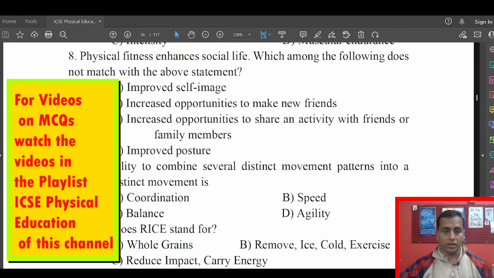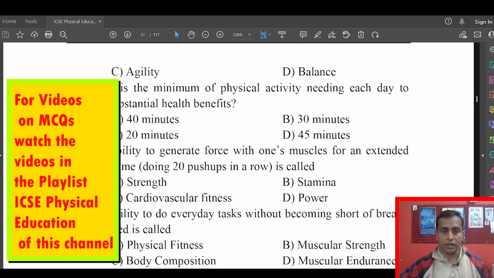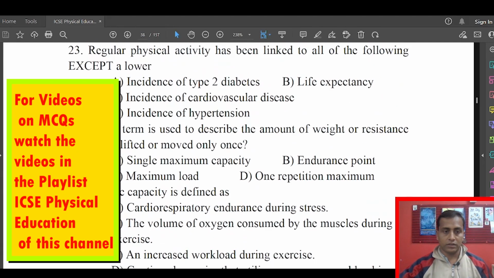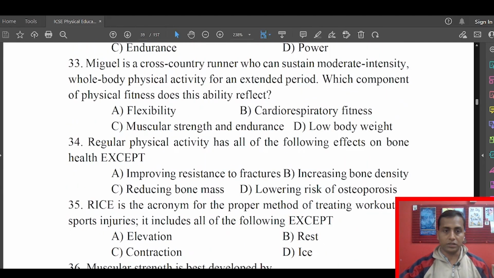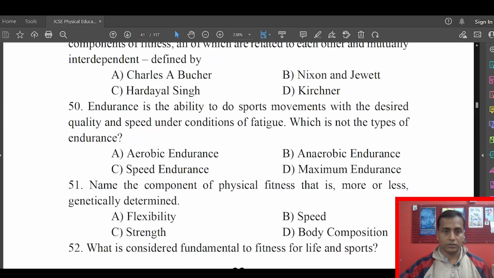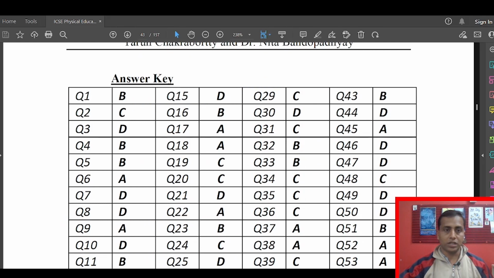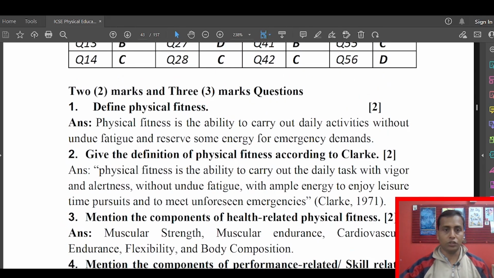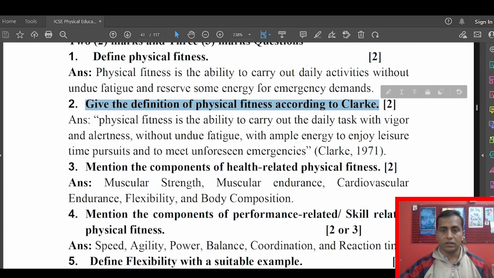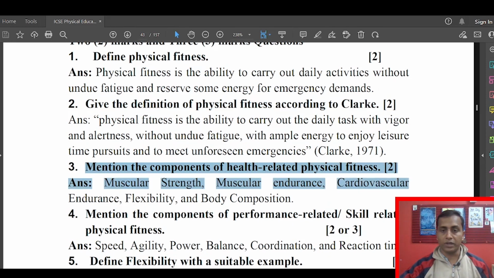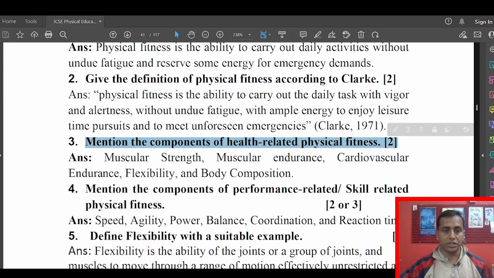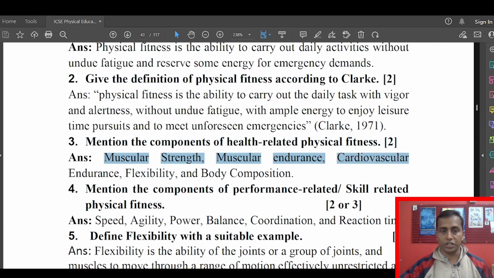Okay, now here again the questions and the answer key are also given, you can see the answer key given. In the 2 marks 3 marks questions: define physical fitness, give the definition of physical fitness according to Clark. Mention the components of health related physical fitness. You can see muscular strength, muscular endurance, cardiovascular endurance, flexibility, and body composition.